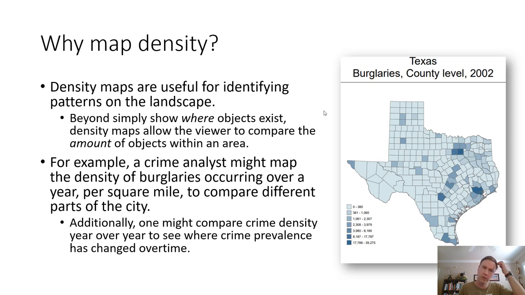Other examples. For example, a crime analyst might map the density of burglaries occurring over a year per square mile to compare different parts of the city. Additionally, one might compare crime density year over year to see where crime prevalence has changed over time. This data is from 2002. It might be interesting to compare it to 2010 and 2020 data as well, because then you can look at crime density as it changes over time. It's very useful.